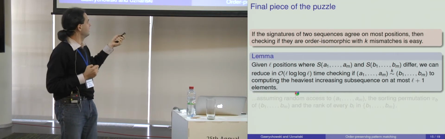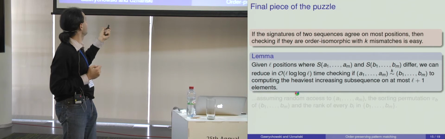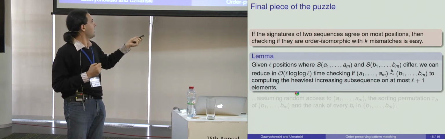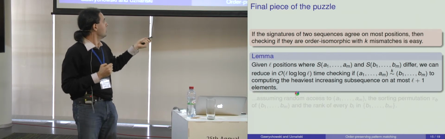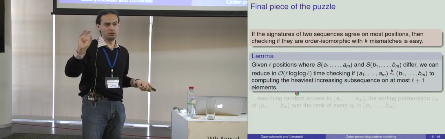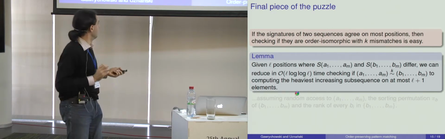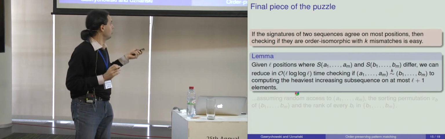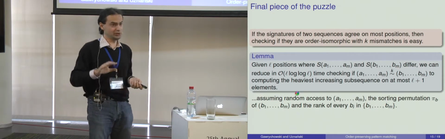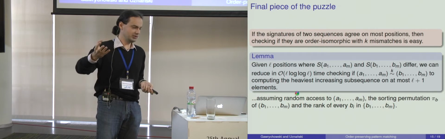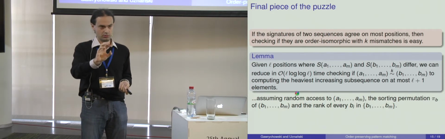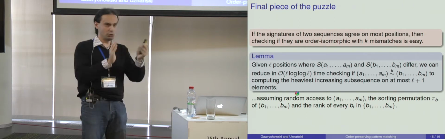So if you can do that, then the reduction works in time L, which in our case is at most 3k. And this is, again, L+1, so 3k plus 1. So you will get a test which works in time O of k times some small logarithmic factors. But why does the lemma hold? I mean, first of all, you need to do some preprocessing to apply the lemma. So you need to store some things like the sorting permutation of your pattern and the ranks of elements, so that you do just once. And then you apply the lemma for every window.